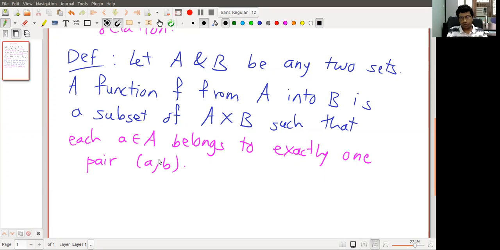Okay, so to each element of set A, there is exactly one image b. We can say that f is a function from A into B if f maps an element a in set A to exactly one element in B.